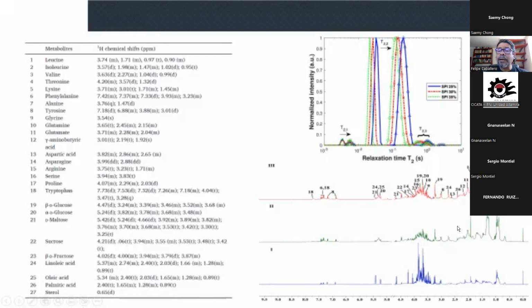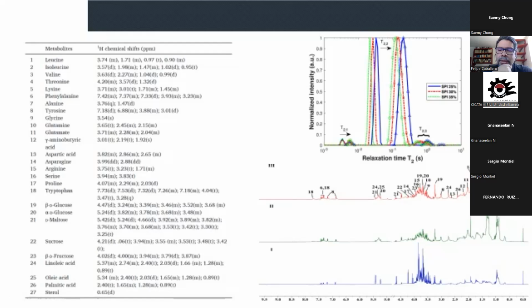So these are typical nuclear magnetic resonance graphs. You can see the different shifts of the proton. Each peak is related to a type of proton in a part of the molecule. So you can do a qualitative analysis of these components in the plant-based meat analogs.